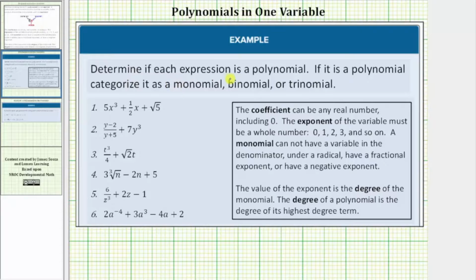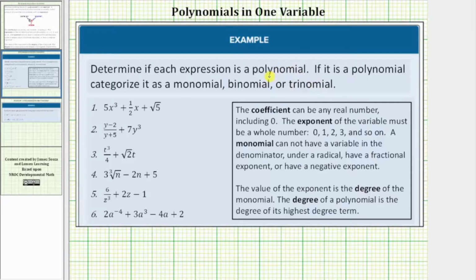asked to determine if each expression is a polynomial. If it is a polynomial, categorize it as a monomial, binomial, or trinomial. A monomial is a polynomial with one term, a binomial is a polynomial with two terms, and a trinomial is a polynomial with three terms.